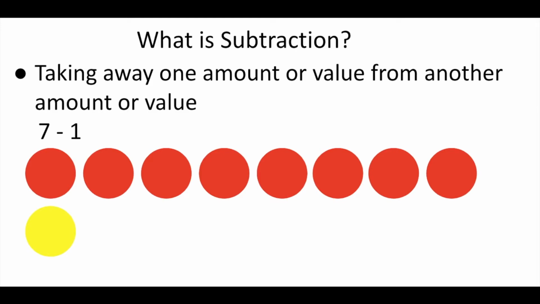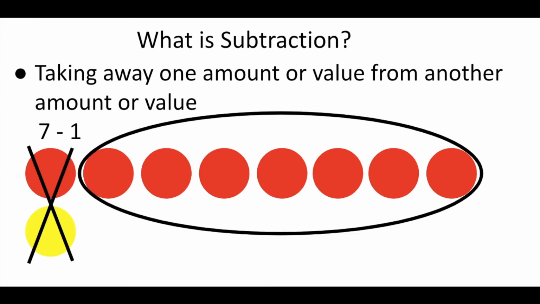Because we are subtracting 1 from 7, we can just cross out 1 counter from the 7 model altogether, because that's been subtracted and it's no longer a part of the value of 7. Now, what we have remaining after subtracting it, which is the circled part here, is our answer. It is the value after we have subtracted 1 from 7. We have 6 counters remaining, so 7 minus 1 is equal to 6.